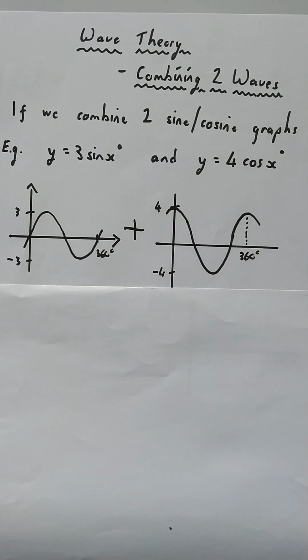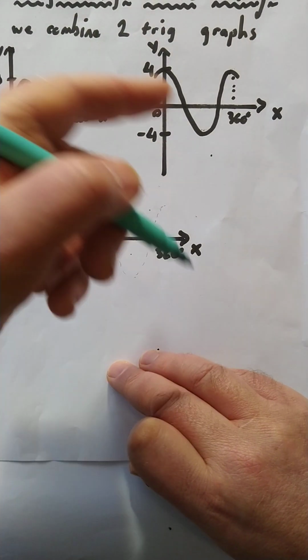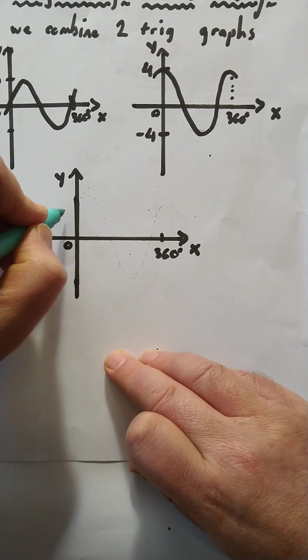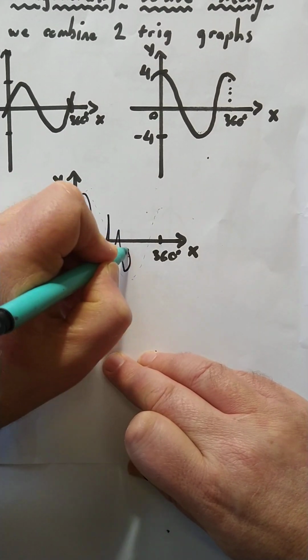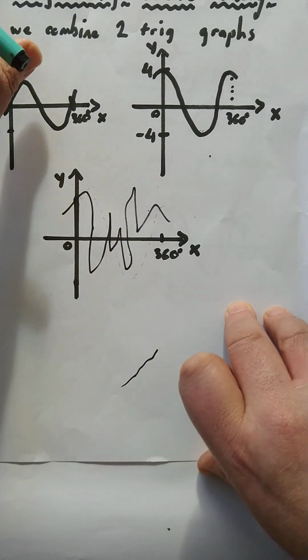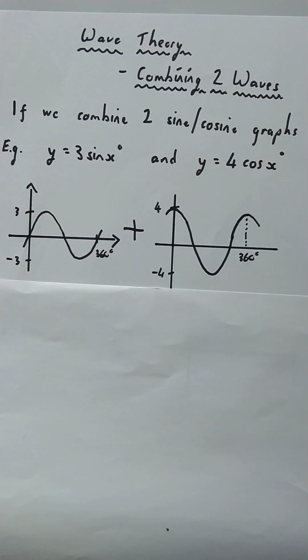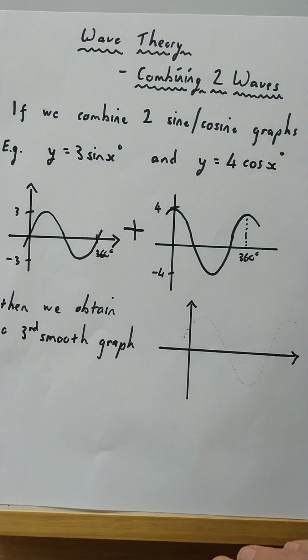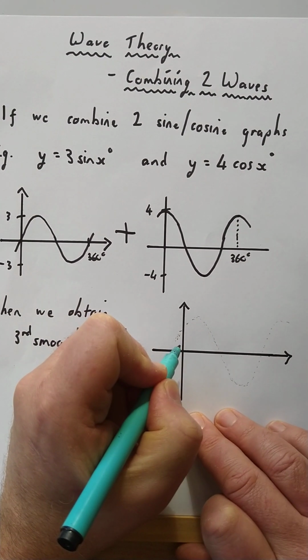Well, you might expect the graph to do something like this and say, well, two different power sources or two different sets of sound, it's just going to be all over the place. It's just going to be something like that. But that's not the case. Actually, what happens is we obtain a smooth curve that comes something like this.